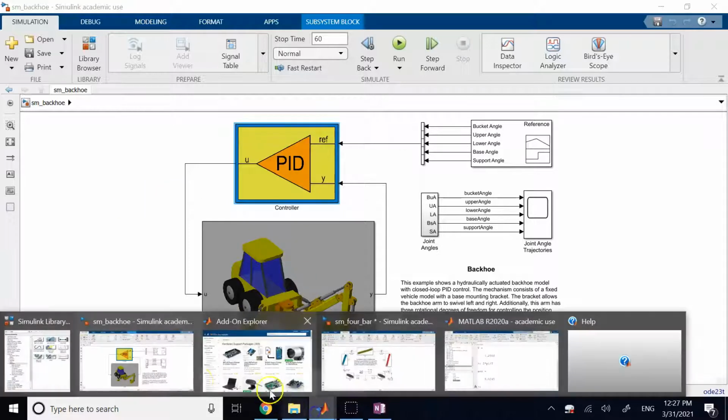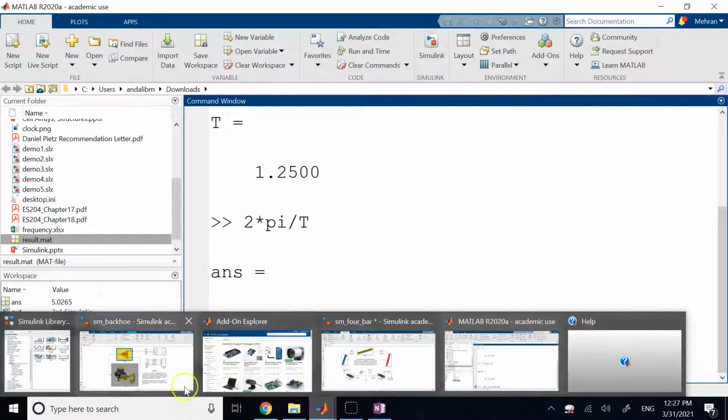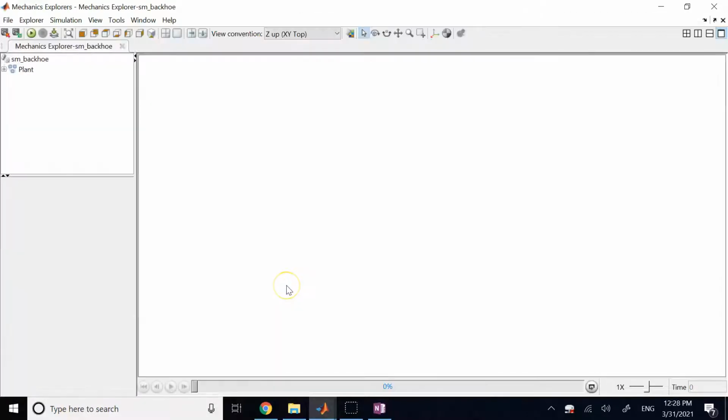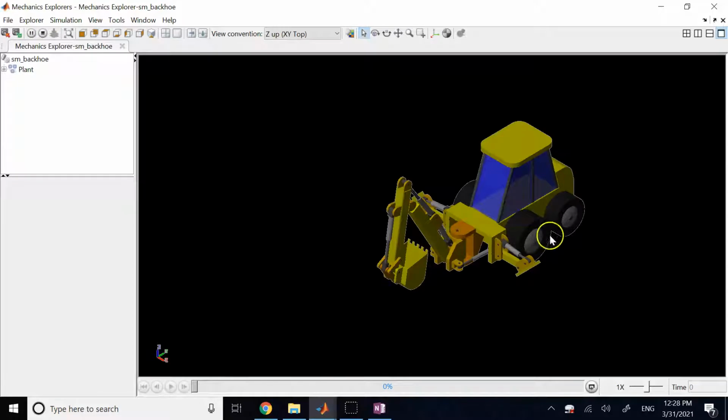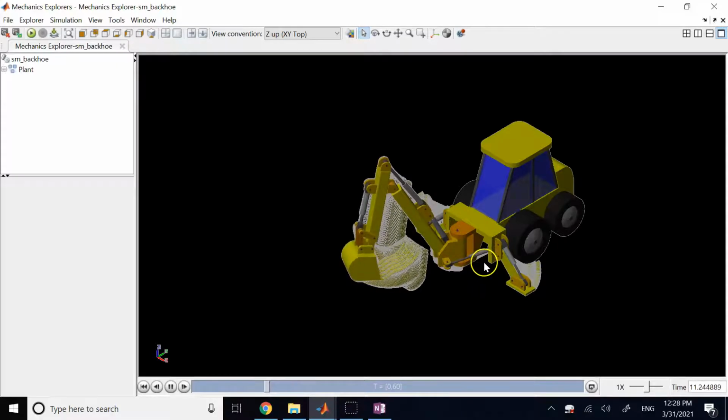So here, if you go to MATLAB and just type in SM_backhoe, it brings this demo file that I just showed you. And here you can run this. Not only can you run it, when something is in multibody, you can visualize it. Okay, that's one of the best things. So you can see the animation directly. You don't need to use any for loop or anything to do some basic animations. Here you have a very nice sophisticated animation.